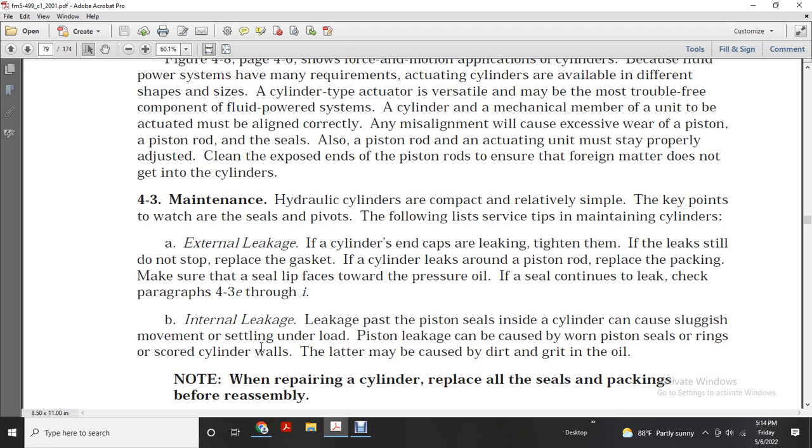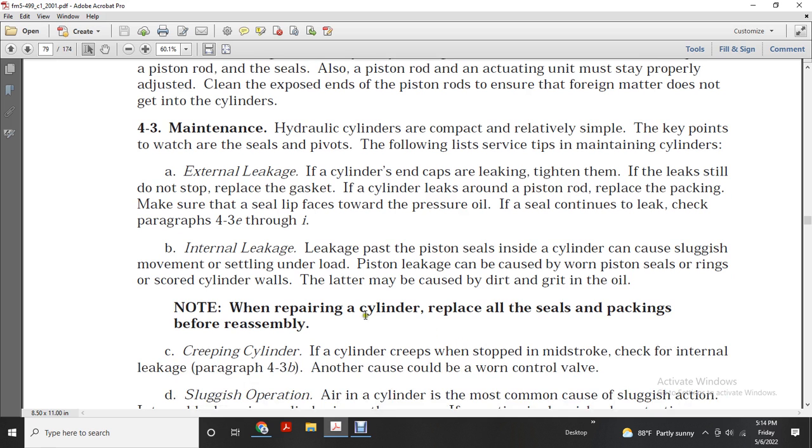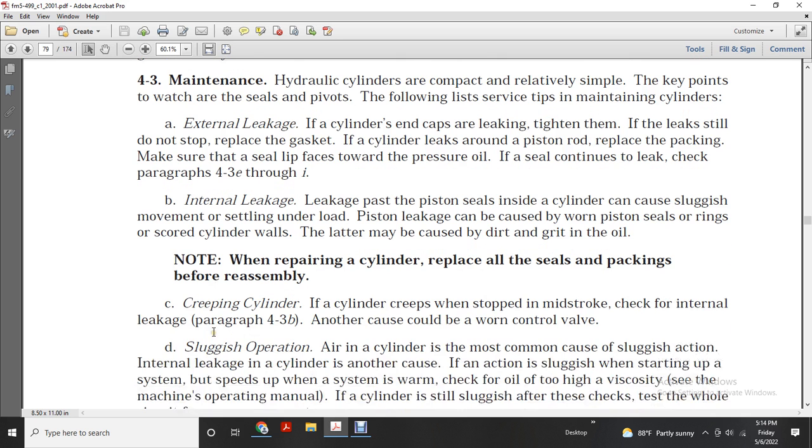Internal leakage. Leakage of the piston seal inside the cylinder can cause sluggish movement and settling under load. Piston leakage can be caused by worn piston seals or rings. Scored cylinder walls may be caused by dirt and grit in the oil. Note: when repairing cylinders, replace all the seals and packings before reassembly. Creeping cylinder. Cylinders creep when stopped in mid-stroke. Check for internal leakage; another cause may be a worn control valve.